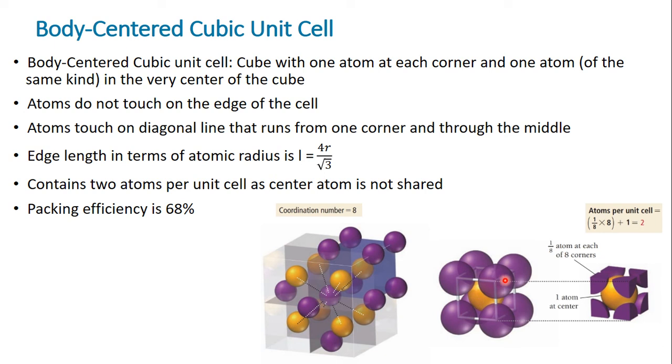you are touching the center atom. So you're touching on a diagonal, which means the length is equal to 4r divided by the square root of 3. That is the length of each one of these cubes. This contains 2 atoms per unit cell, because again you have the 1/8 atom from the corners, and you have a whole atom in the center that's not shared, so that whole atom is in one unit cell. Here our packing efficiency is 68%.